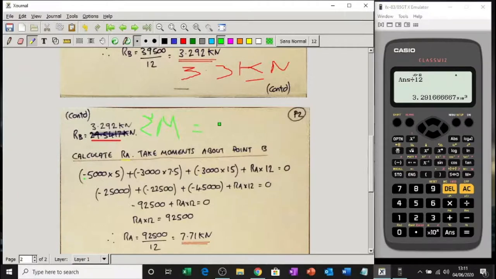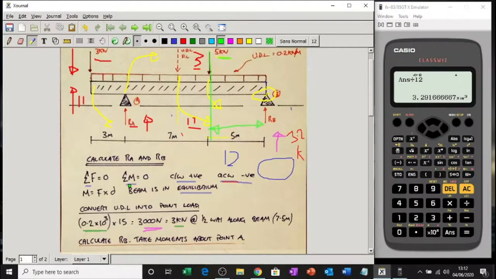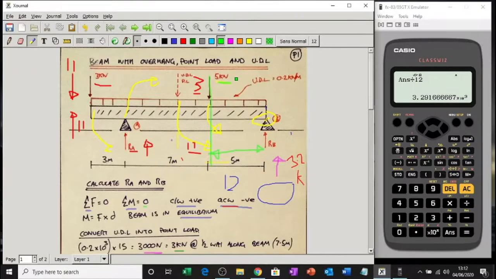Sum of the moments has got to equal 0. That's why we're adding them up. Look, add, because sum of the moments have got to equal 0. That weird E is sum of, so add them all up, got to equal 0. So we've done that 5.